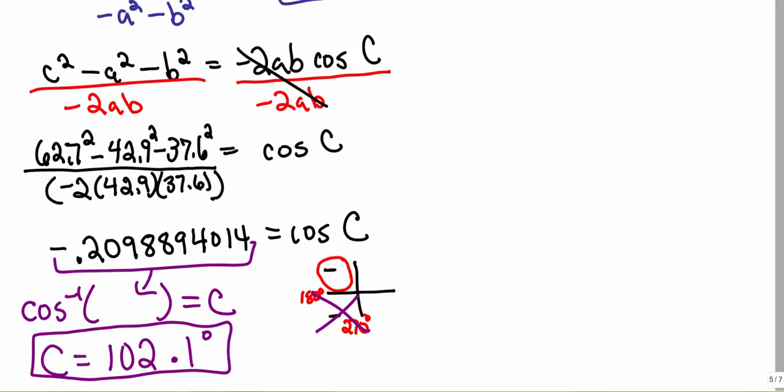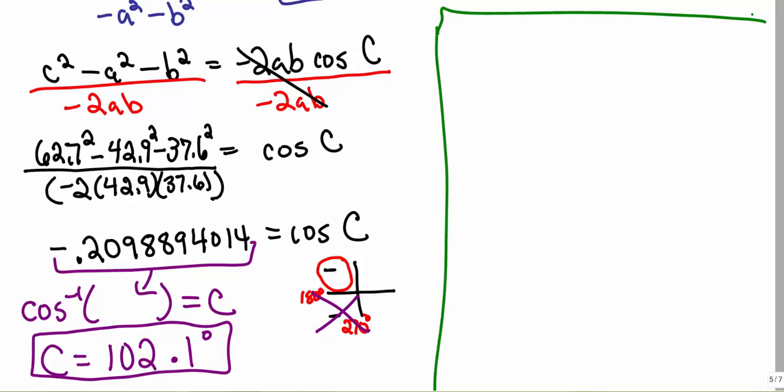So here's the largest angle. And notice that it is obtuse. Now they don't always have to be obtuse, but in this example it is. Now that we have the largest angle, we are going to solve for one of the other angles. Let's solve for angle A. It doesn't matter which one.